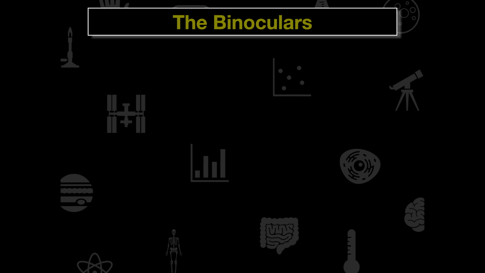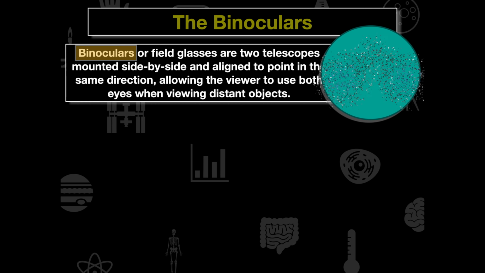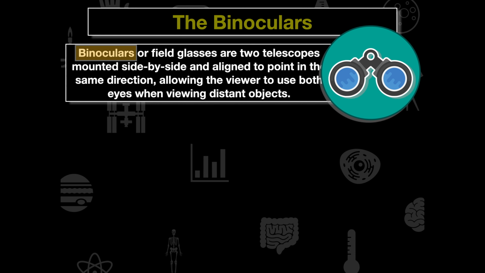Now we're also going to want to use some tools. We're going to use binoculars or field glasses. Binoculars are two telescopes mounted side by side and aligned to point in the same direction. This allows the viewer to use both eyes when viewing distant objects.